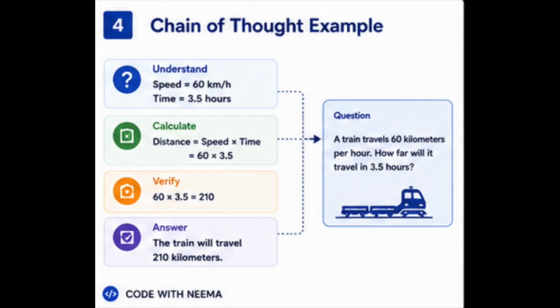Let's take an example. Question: a train travels 60 kilometers per hour. How far will it travel in 3.5 hours? Instead of immediately saying 210 kilometers, the reasoning process could be: speed is 60 kilometers per hour, time is 3.5 hours, distance equals speed multiplied by time. 60 into 3.5 equals 210. Therefore, the answer is 210 kilometers. This illustrates the idea of breaking the problem into logical reasoning steps.